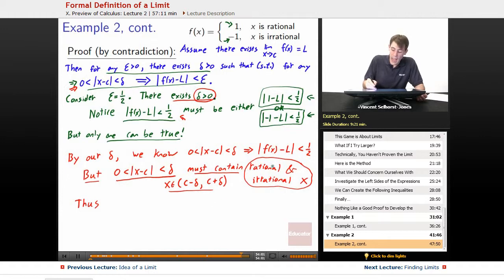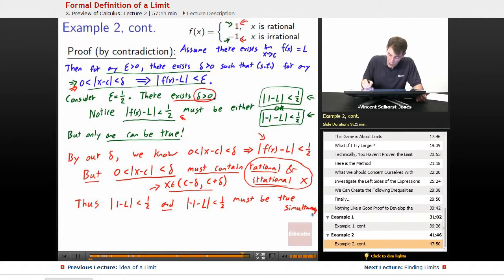we know our f of x, because it has to be true for any x in this interval, and since we contain both rational and irrational, we now have 1 and -1 popping out of our f of x. So thus, the absolute value of 1 minus L is less than 1/2, and the absolute value of -1 minus L is less than 1/2 must be true simultaneously.